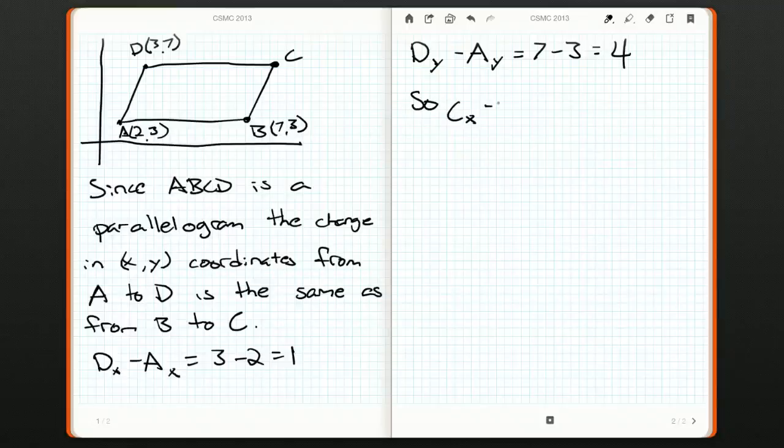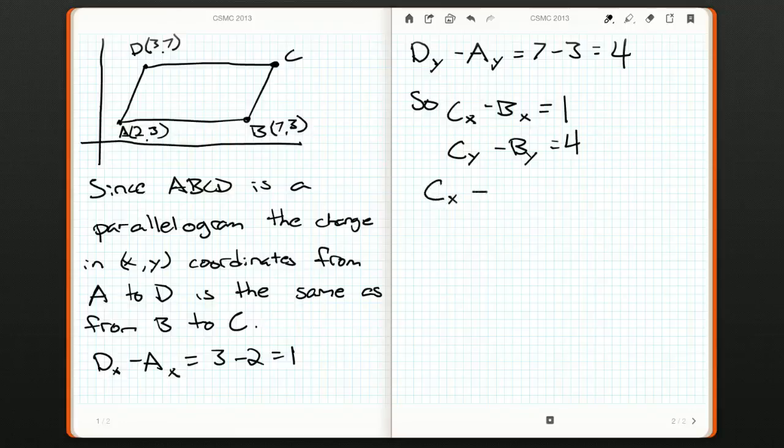So Cx minus Bx is also going to be 1, and Cy minus By is also going to be 4. This would work no matter where they were located. You might notice that A and B are at the same height. That's irrelevant to the question. It might trip you up and make you think this only works because we have a flat line here. It really doesn't. This relationship would hold no matter what A, B, C, D would look like.